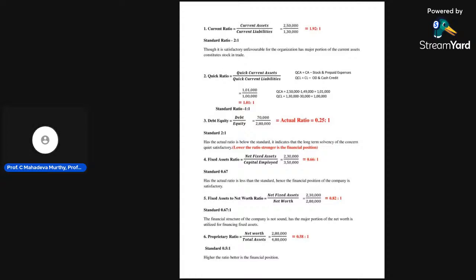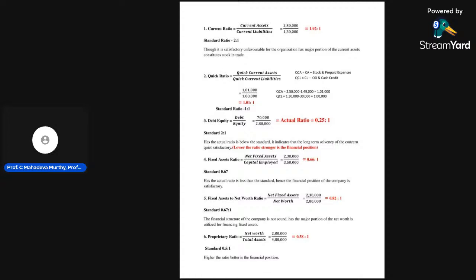2,50,000 divided by 1,30,000 is equal to 1.92 is to 1. Here 1.92 represents current assets, then 1 represents current liability. Yes, here the standard is 2 is to 1. Standard ratio is 2 is to 1, because 1.92 is nearer to the standard ratio.